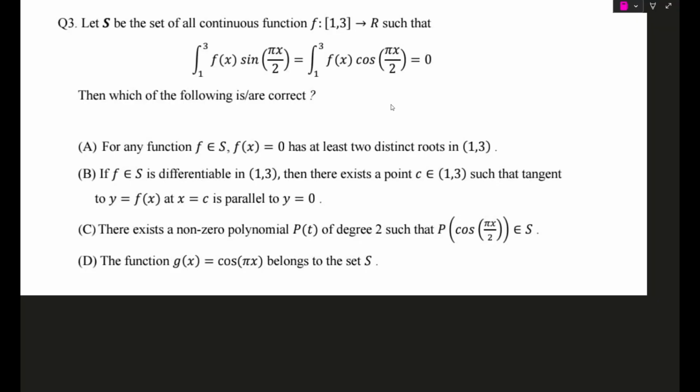As per the tradition in our videos, if you want, you may try this question out. I will wait for a few seconds and then I will start solving this.